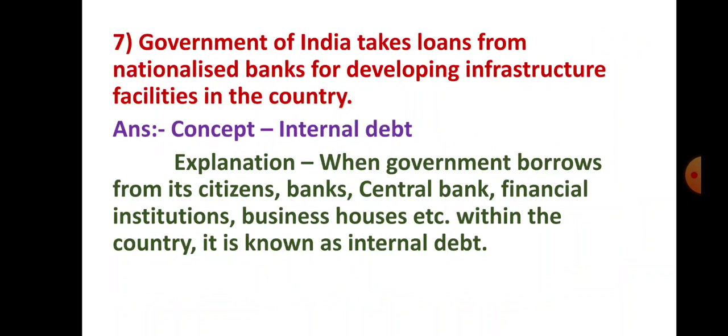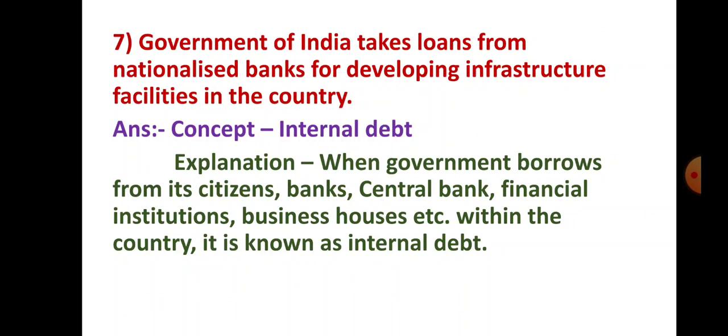Now let us see the next illustration. Government of India takes loans from nationalized banks for developing infrastructure facilities in the country. Here the concept is internal debt. There are two types of public debt, internal debt and external debt. After that you have to write down the explanation. When government borrows from its citizens, banks, central bank, financial institutions, business houses, etc. within the country, it is known as internal debt. So here the Government of India takes loans from nationalized banks in the country for developing infrastructure facilities in the country.